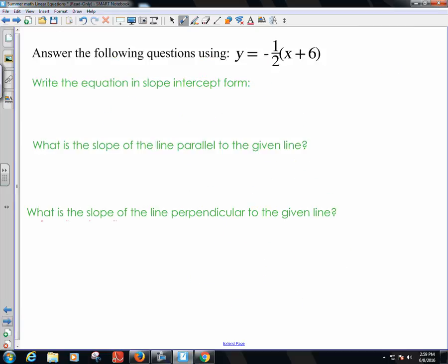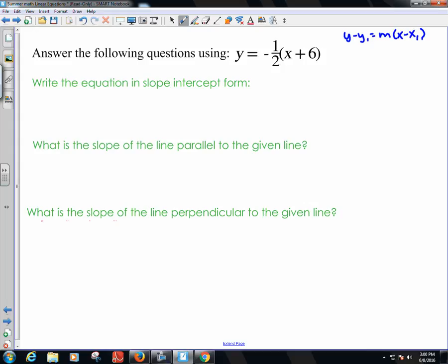All right, we need to answer the following questions using the equation y equals negative 1/2 times the quantity of x plus 6. And it says write the equation in slope-intercept form, and you probably look at that and go, but it is in slope-intercept form. But the fact of the matter is it's not in slope-intercept form. The way it is now, most closely matches point slope form. So that's not the way we want it.